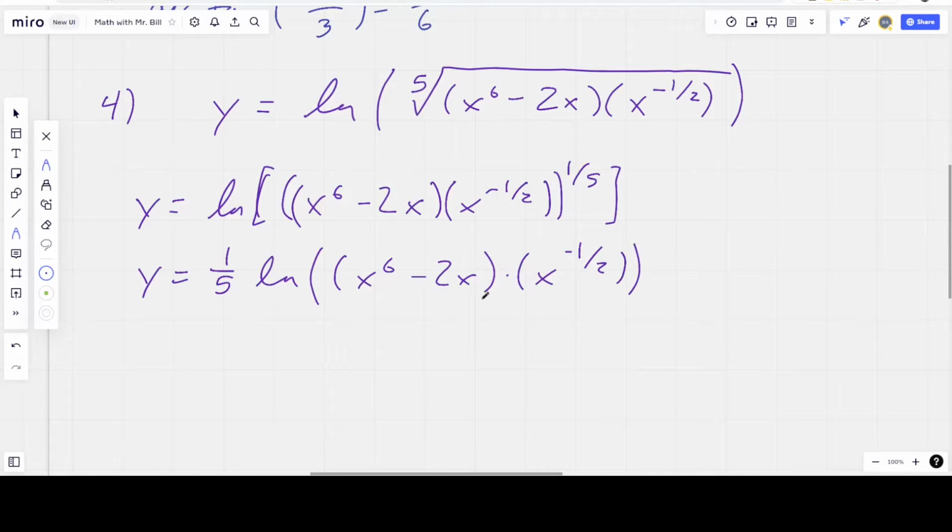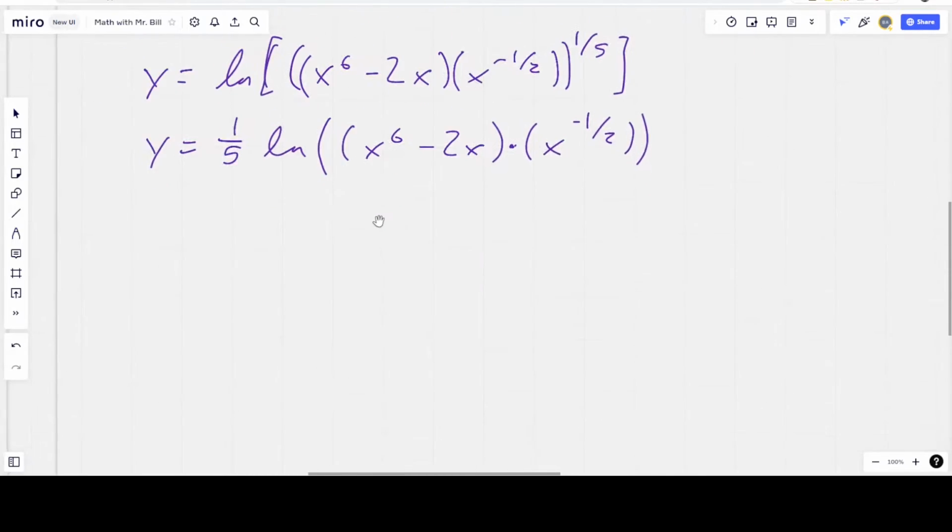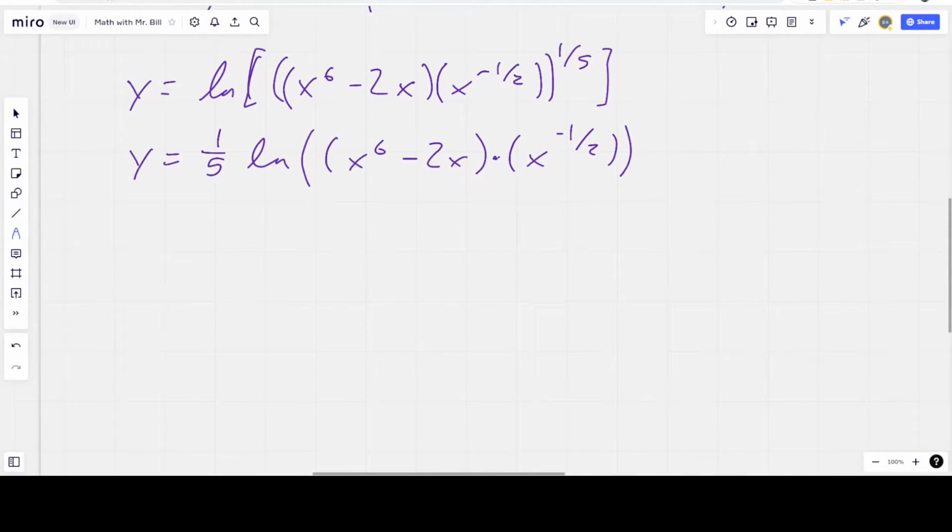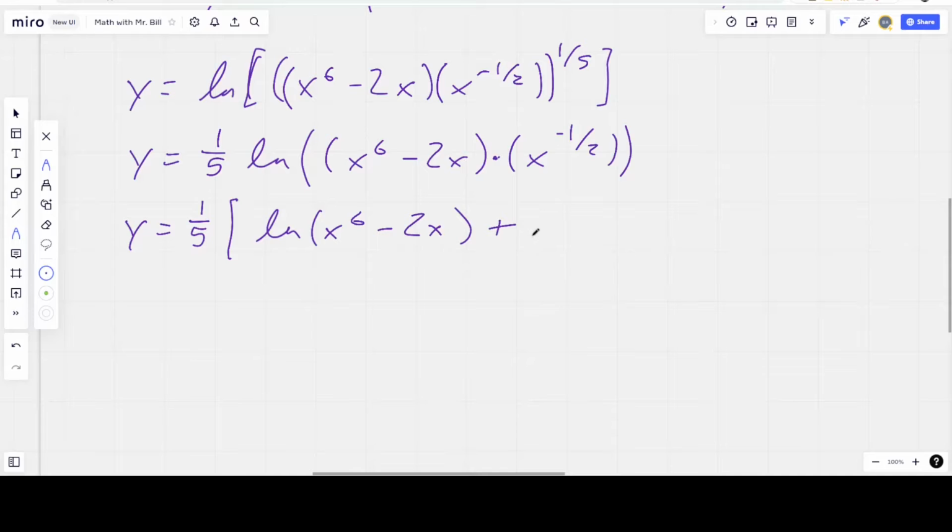All right, so now we've got a product inside a logarithm. Products can be expanded to sums. So this becomes y equals 1/5, and now this will be on the outside of the sum, the natural log of the first factor, x to the sixth minus 2x, plus the natural log of x to the negative 1/2.